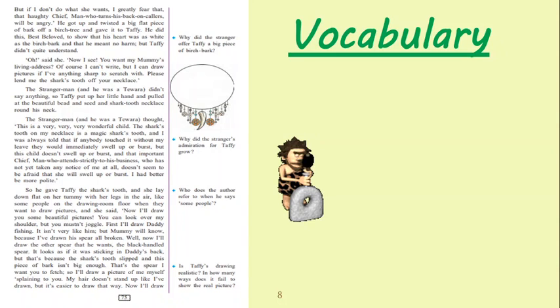But if I don't do what she wants, I greatly fear that haughty chief, man who turns his back on collar, will be angry. He got up and twisted a big flat piece of bark off a birch tree and gave it to Taffy. He did this, best beloved, to show that his heart was as white as the birch bark and that he meant no harm. But Taffy didn't quite understand.